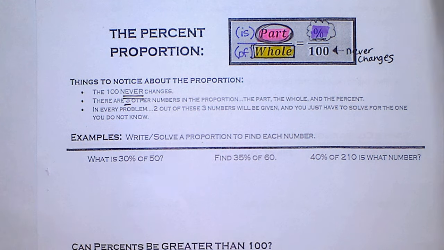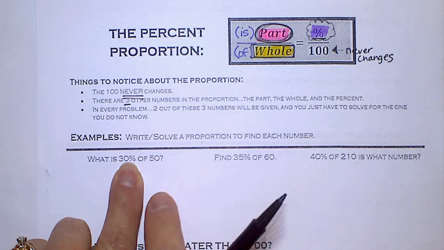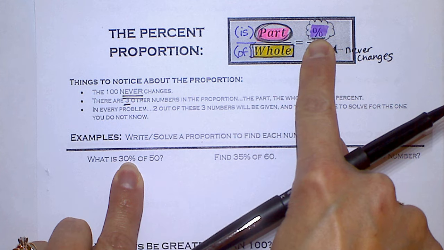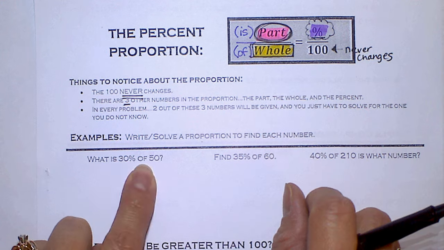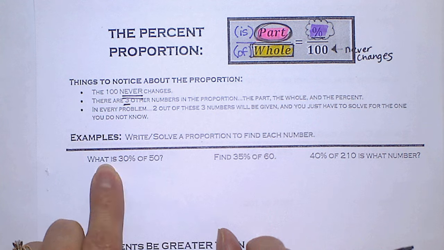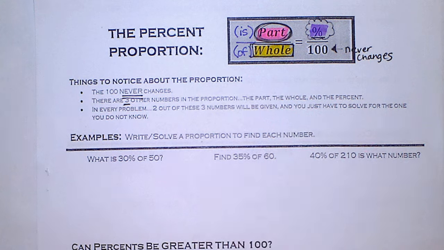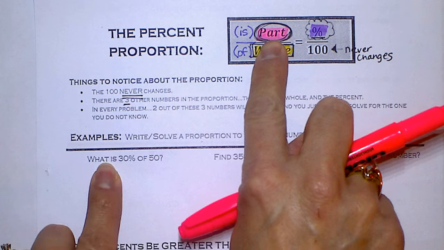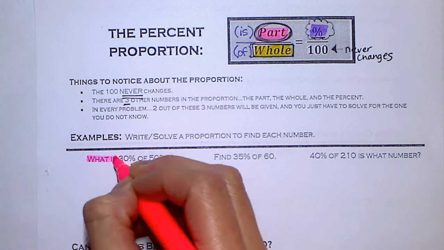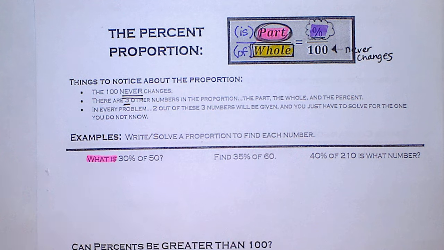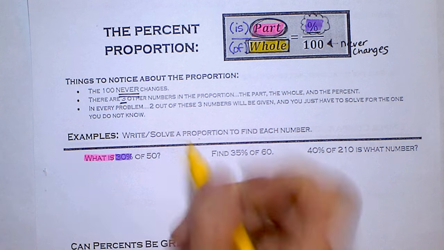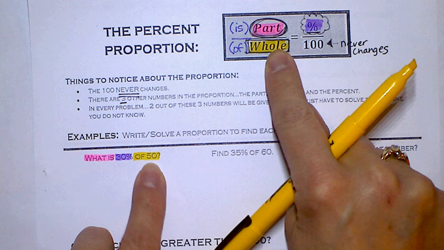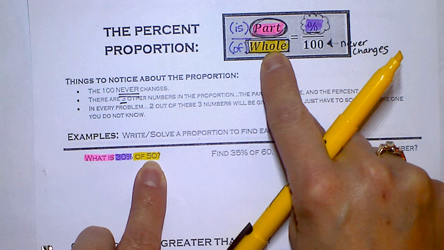What is 30% of 50? Right away, hopefully you notice that there's a percent, so we're looking for a percent. I'm going to highlight that purple, or you can put a cloud around it. There's the word is, but there's also the word of, so I'm going to show you how to break this up. Now, what is, that is my part. I'm going to highlight that in pink. My percent is purple. 30% of 50. Notice the word of is representing the 50.